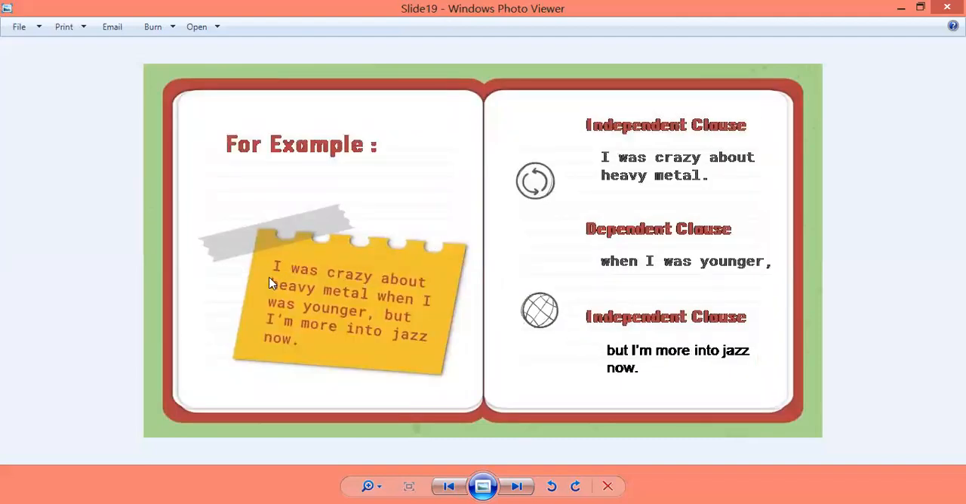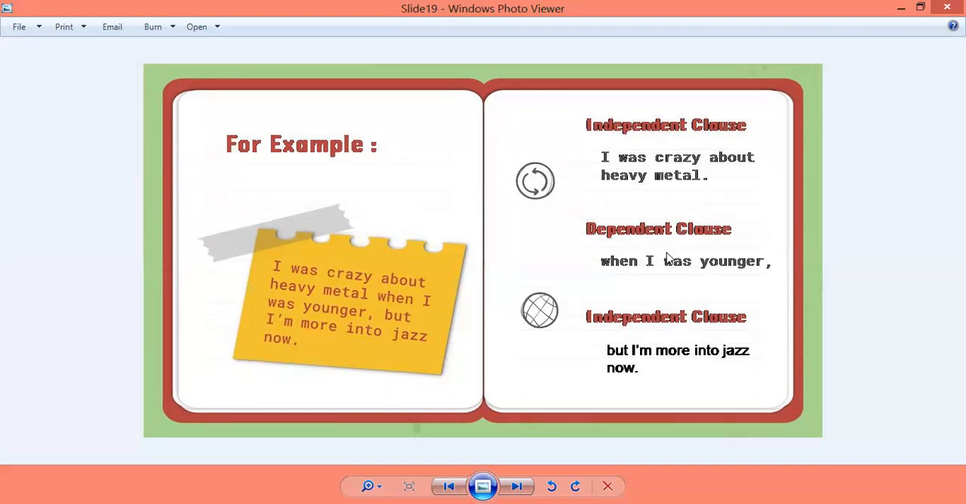I was crazy about heavy metal when I was younger, but I'm more into jazz now. Now there are three clauses over here. Let us bifurcate it so you could understand better. Independent clause क्या है यहाँ पे? I was crazy about heavy metal. Heavy metal is kind of a music form and I was crazy about it, right? I was crazy about heavy metal. This entire clause is making sense on its own without having to add any condition into it.